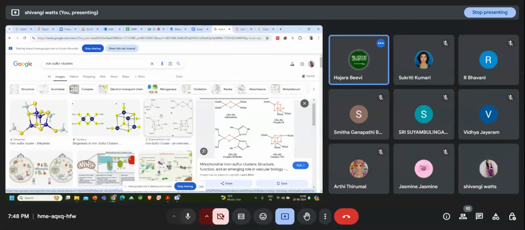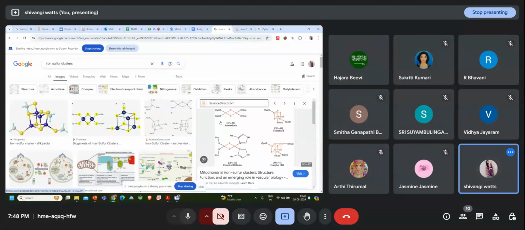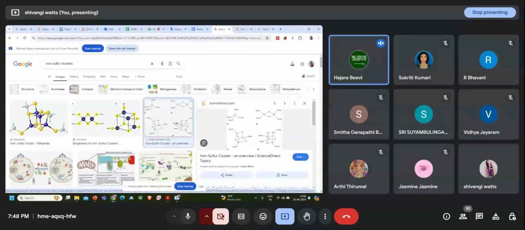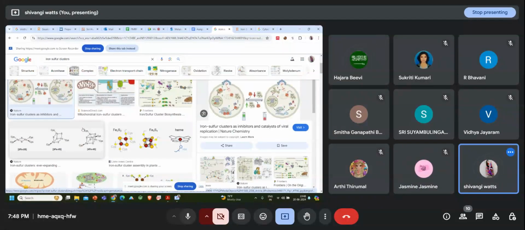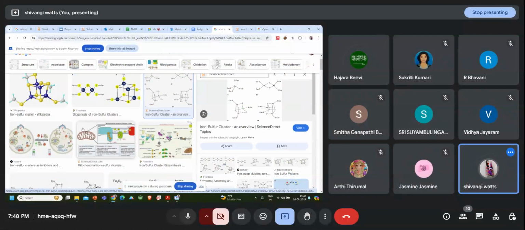In adrenodoxin we are removing them. No, no, no. One minute. Don't get confused.